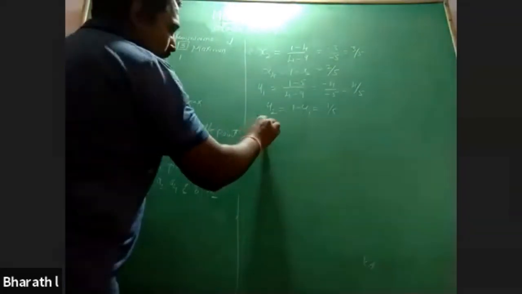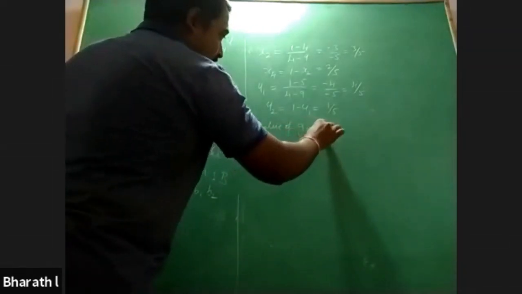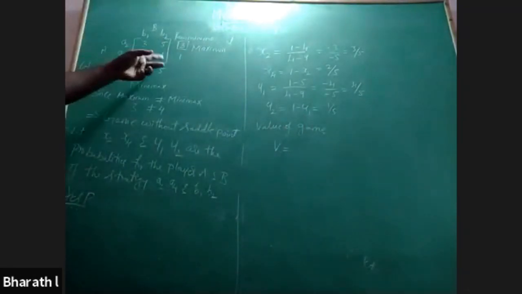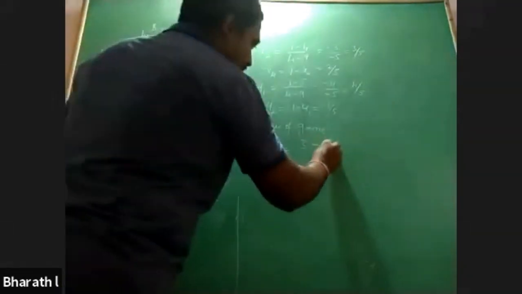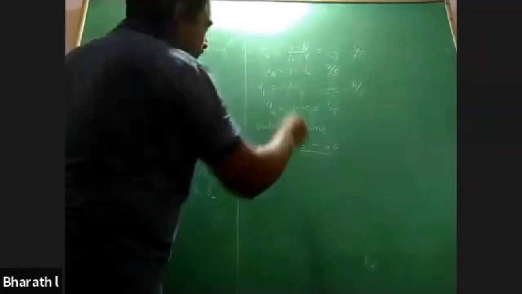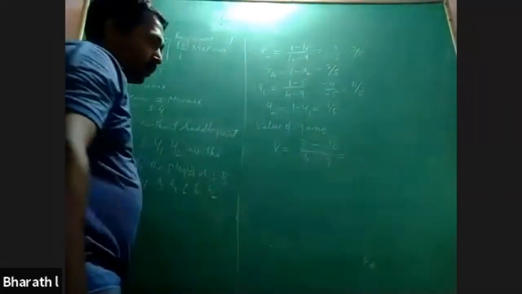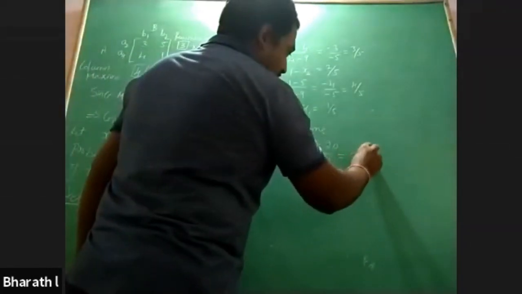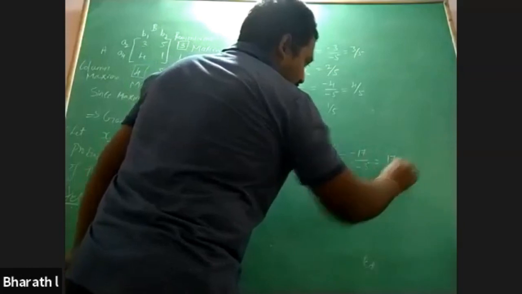Then next, we will write the value of the game. Value of game is denoted by capital V, and it is given by the diagonal element. You need to multiply 3 into 1, which is 3, minus 4 into 5, which is 20. The denominator will remain the same, 4 minus 9. 3 minus 20 is minus 17, divided by minus 5, you will get 17 by 5.